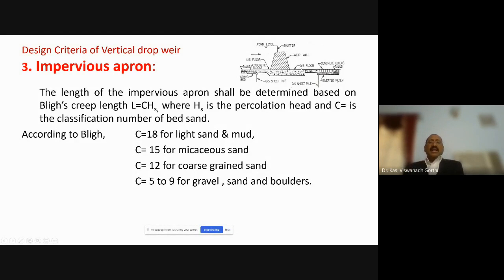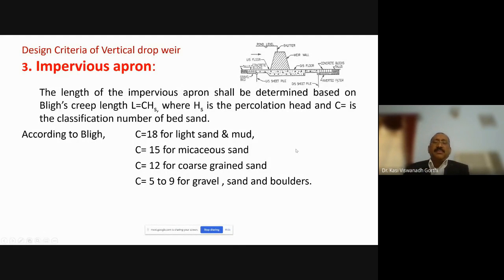How do we fix the lengths on the upstream and downstream of this floor? The length of this impervious apron shall be determined based on the Bligh's creep length. We have the Bligh's creep equation: L is equal to C into HS. HS is the percolation head, and C is the creep coefficient. According to Bligh, the value of C is equal to 18 for light sand and mud, C is equal to 15 for mica sand, C is equal to 12 for coarse grained sand, and C is equal to 5 to 9 for gravel, sand, and boulders.